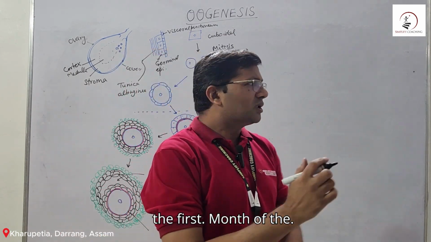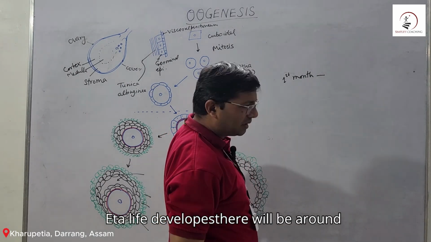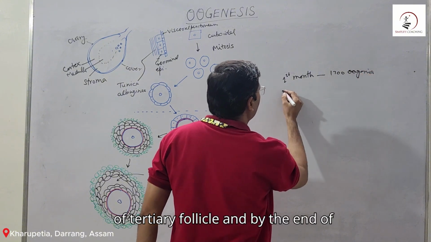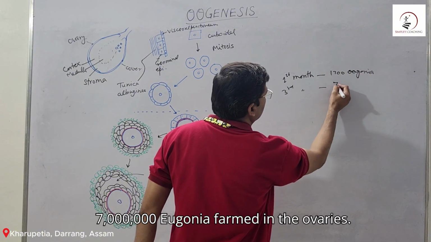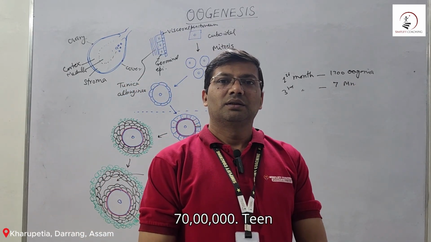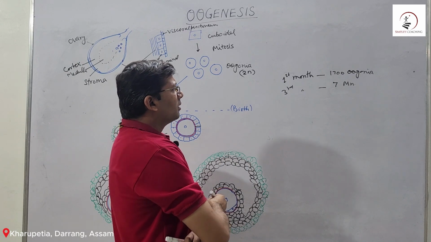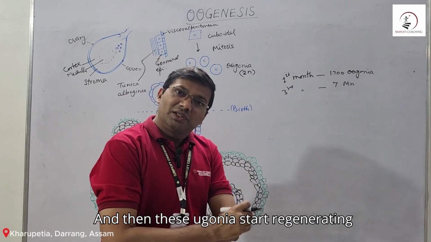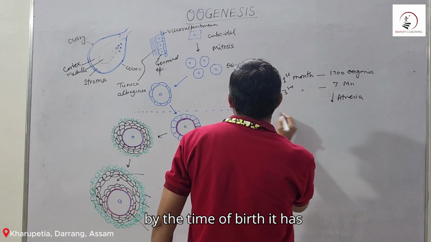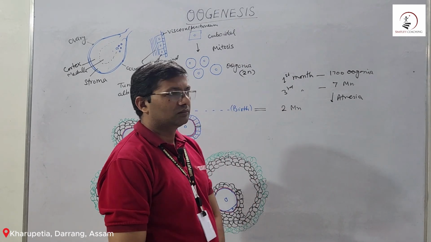At the end of the first month of fetal life, there will be around 1700 oogonia formed, and by the end of the third month, there are 7 million oogonia formed in the ovaries. 70 लाख. 3 महीने के fetus में 70 लाख oogonia. And then these oogonia start degenerating or dying. This process is called atresia. And by the time of birth, there are only 2 million oogonia.